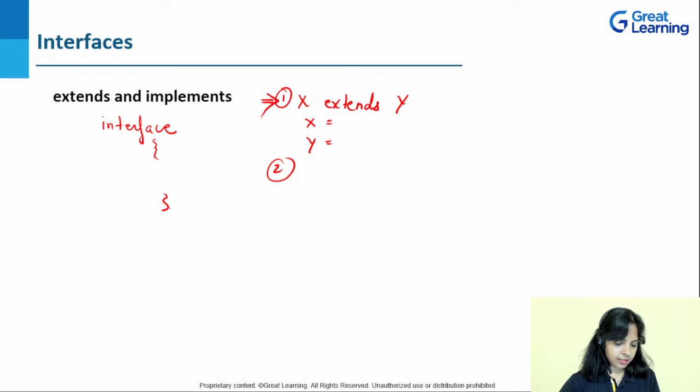Aishwarya said X is a class. Divyanshu said X is a class. Correct, actually. So X extends Y. X is a class: class X extends class Y. Interface X extends interface Y.